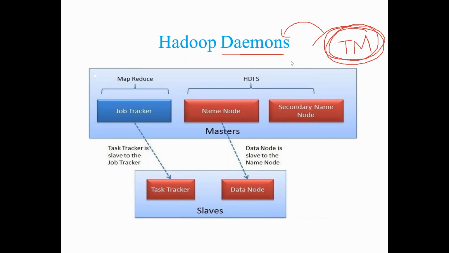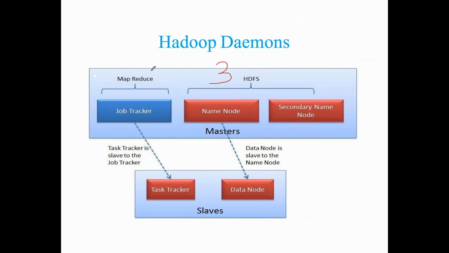Similarly, there are a total of 5 daemons in Hadoop, 3 in HDFS and 2 in MapReduce. In HDFS, the master daemon is the name node, and the slave daemon is the data node. Of course, we do have the other daemon in the form of the secondary name node. Coming to MapReduce, the master is the job tracker, and the slave is the task tracker.